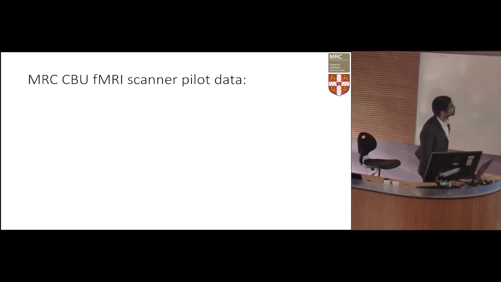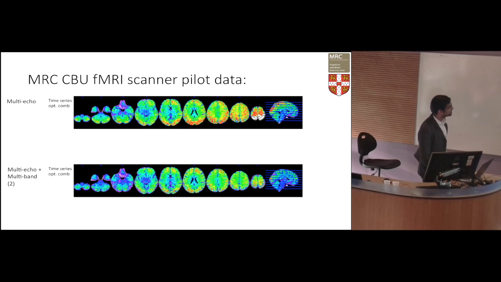Here are some TSNR maps for the data we collected a few weeks ago. On the top is the multi-echo sequence, essentially an optimally combined data set using T2 star. And on the bottom you have the multi-echo, multi-banded sequence. There are not really huge amounts of differences. I can't do any statistics because it's just one subject.